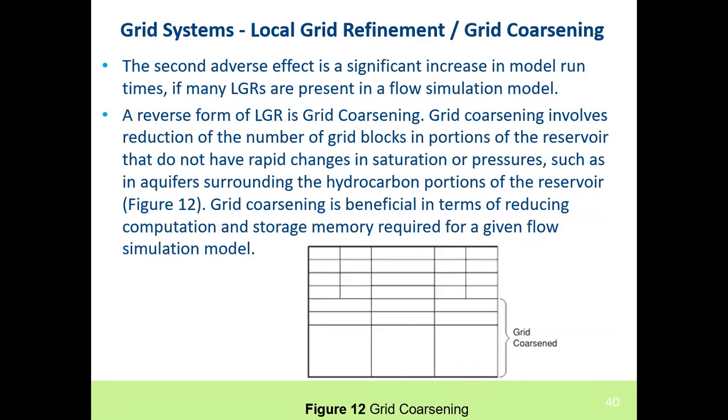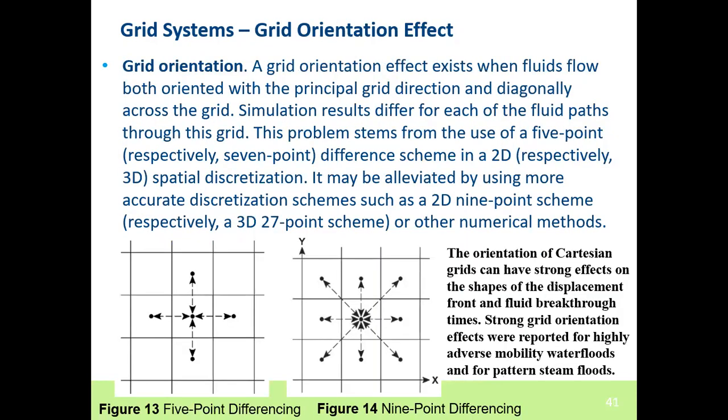The reverse form of local grid refinement is grid coarsening, and you see this is the regular grid size, and here the grid has been made coarser. So it involves reducing the number of grid blocks in portions of the reservoir where you do not have rapid changes in saturation. And so what this does basically is it makes your simulation runtime faster, and you can use less computational resources to get that done. Grid coarsening is beneficial in reducing computational and storage memory required for capturing fluid flow.